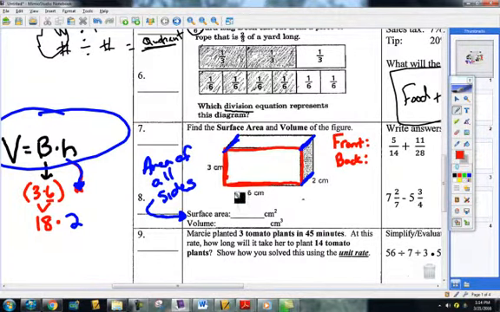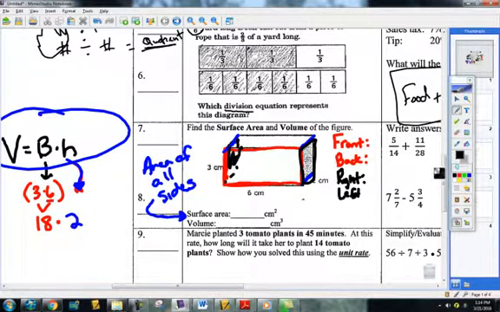Okay, that would be what I have in red there. And then the back would be that same rectangle. Then, find the area of the right, find the area of the left. This right here would be the right. Over here, that would be the left.